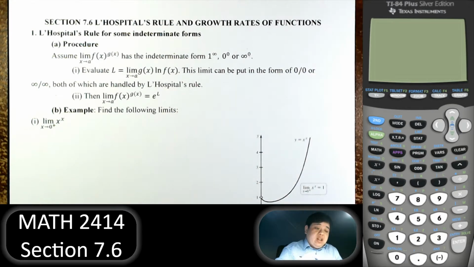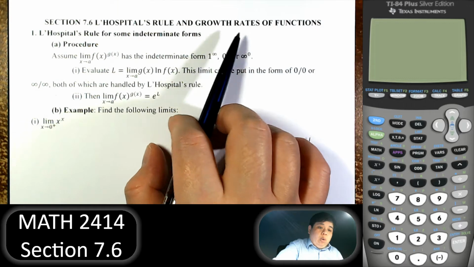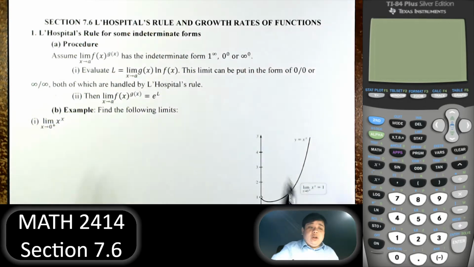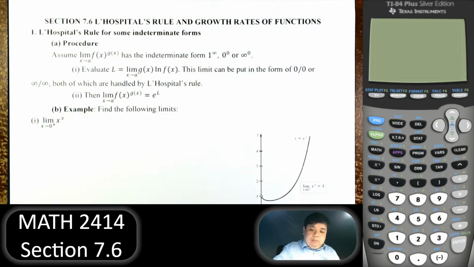We will go to section 7.6, the L'Hôpital's rule and the growth rates. Actually in this section, the growth rates is a lot more important than the L'Hôpital's rule. When we go to chapter 10 about series and sequences, this will be extremely important.